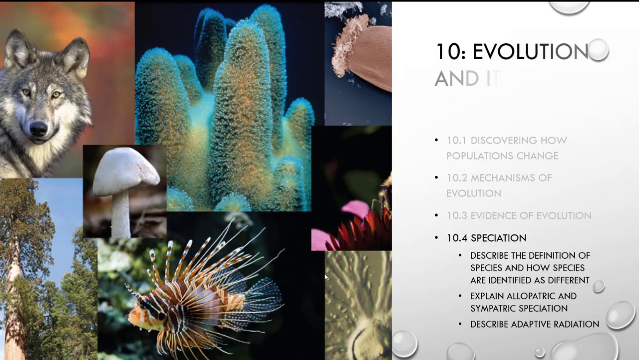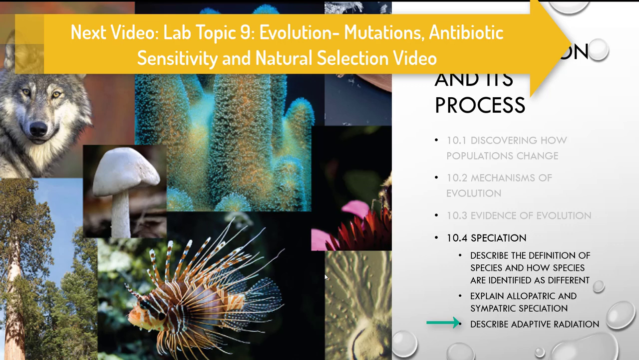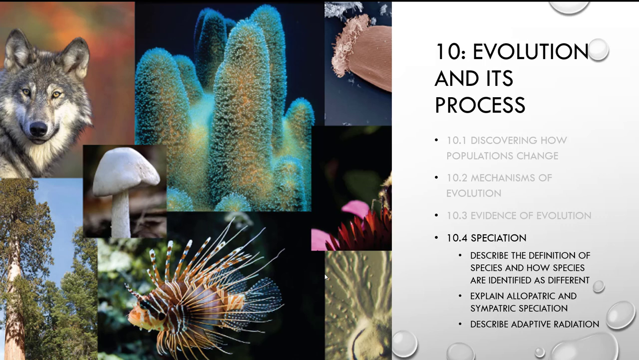All right, so we are done with chapter 10. So by now you should be able to describe the definition of species and how species are identified as different. You should also be able to explain allopatric and sympatric speciation and describe adaptive radiation. So the next video, we're going to get into our lab topic 9, which is on evolution. So we're going to take a look at mutations and antibiotic sensitivity and natural selection.